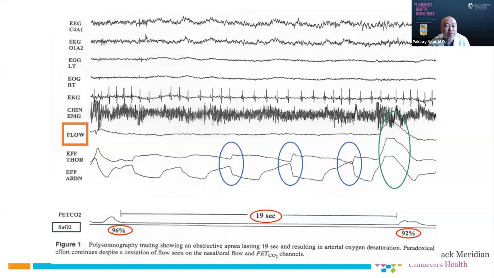So this is representative of a 19-second apnea where the saturation data shows that even though the child's not hypoxemic by definition, you're still seeing an oxygen desaturation drop from 96% to 92%.